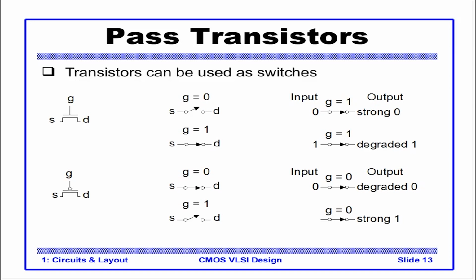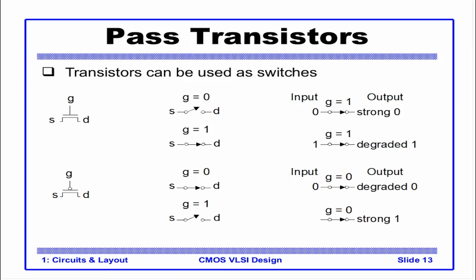So if gate is 0, source and drain for NMOS are disconnected. If gate is 1, if the input at S is 0, the drain would be a strong 0. If S is 1, the drain will be a degraded 1. What it means is S is VDD, the drain would be VDD minus VT. Similarly, whenever PMOS is on, if S is 0, the output is degraded 0. That means output will be VSS plus the absolute value of VT of the PMOS transistor.